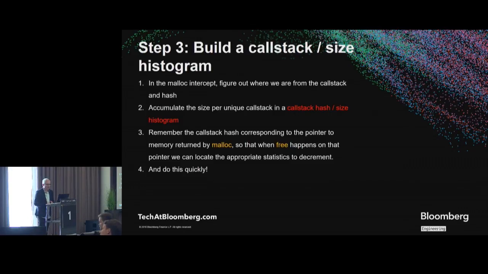Very, very simple. In addition, we want to remember for that particular malloc address we got back, where did it come from? So we're going to have another table that maps malloc pointer back to some descriptor that tells us the call stack of where the malloc came from, so that when we call free, we can use that address that was given to free, look up where we came from, and then decrement the size that we're storing for that particular unique call stack, without having the program need to carry any extra state. And we need to do this quickly.